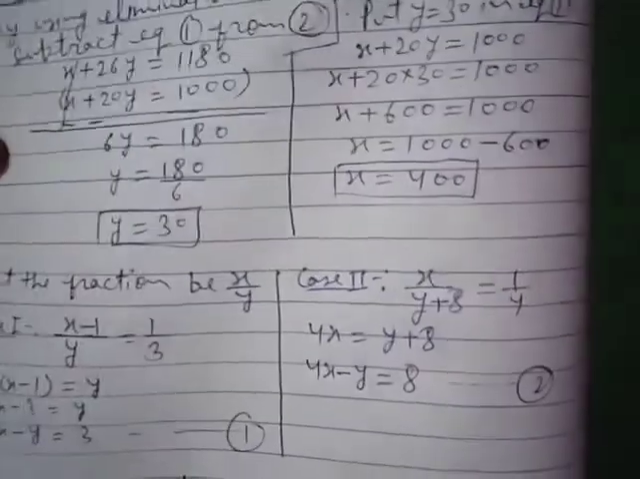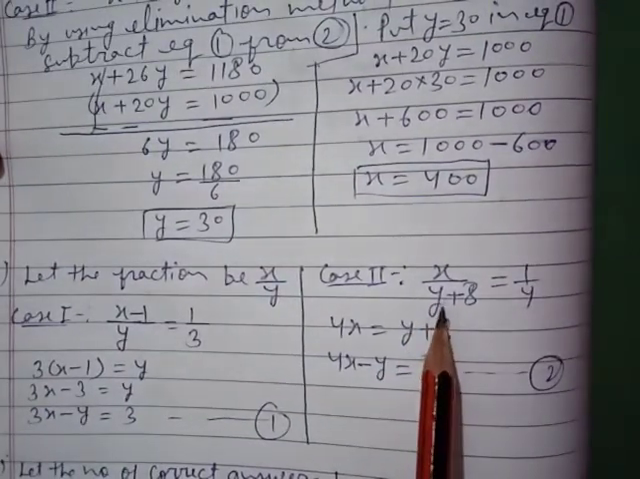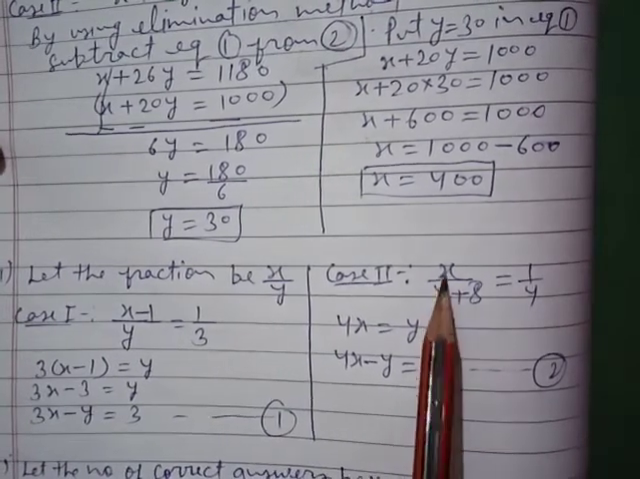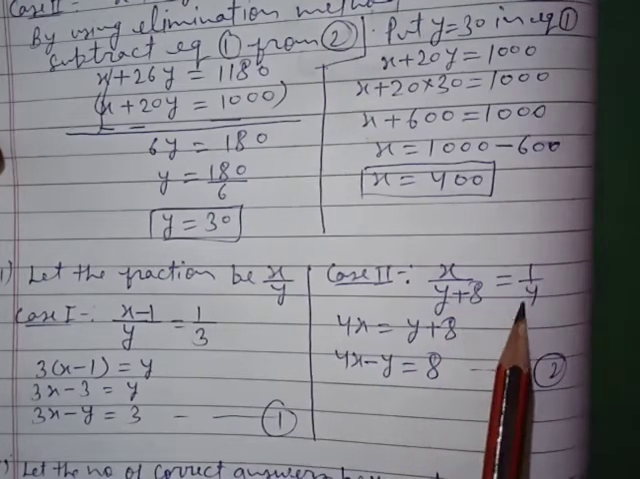Now see the second case. Second case is if we are adding 8 in the denominator. X upon y is the fraction. We are adding 8 in the denominator and fraction becomes 1 by 4.